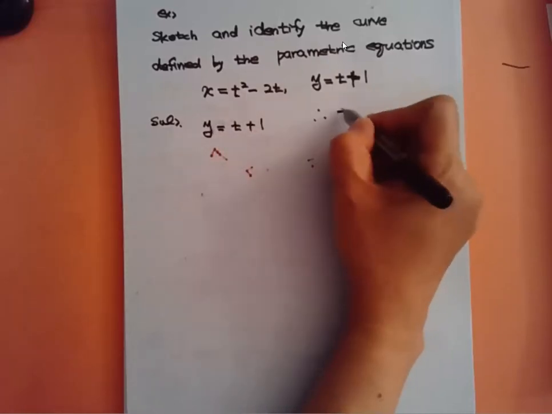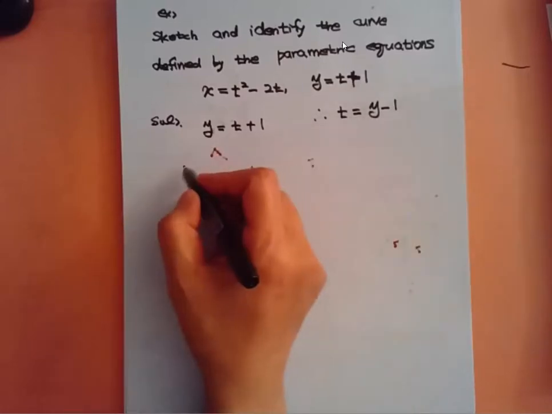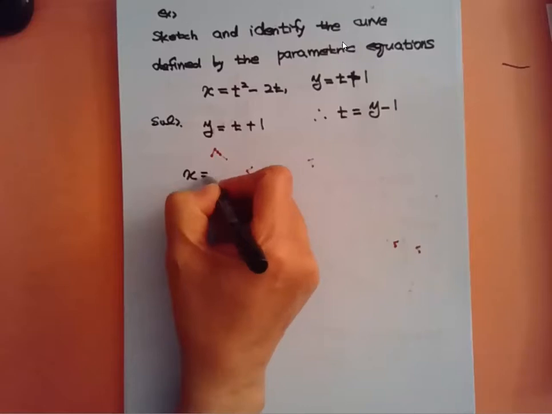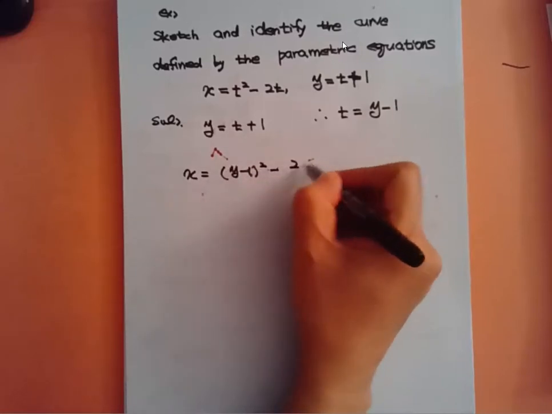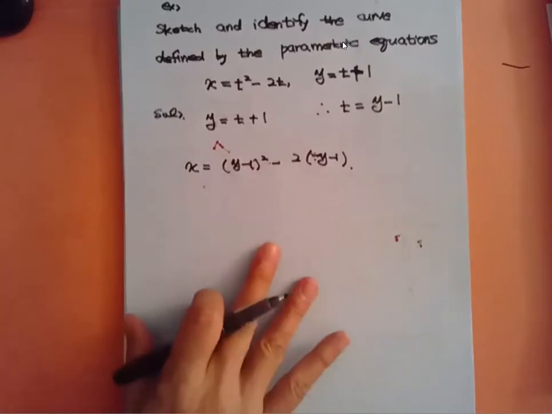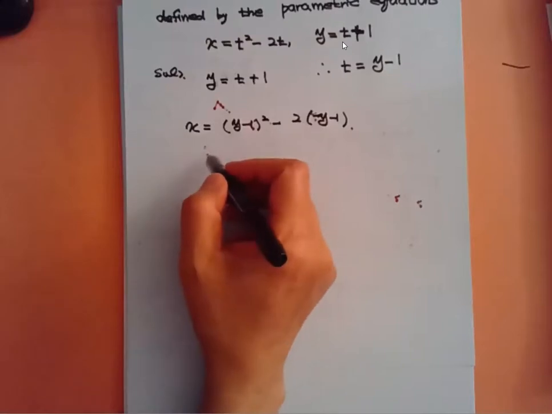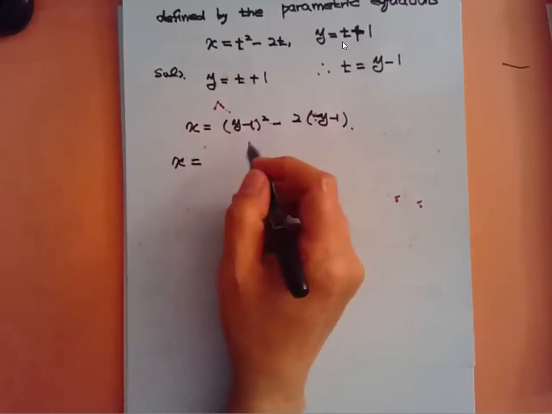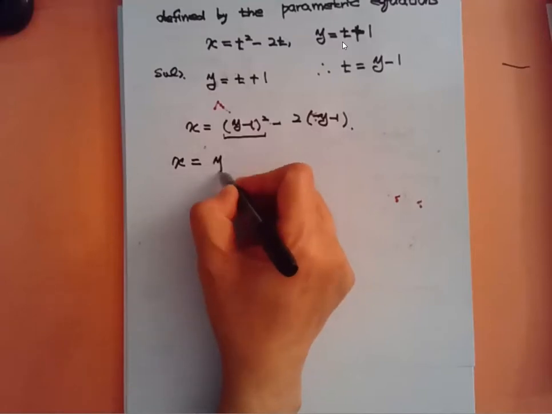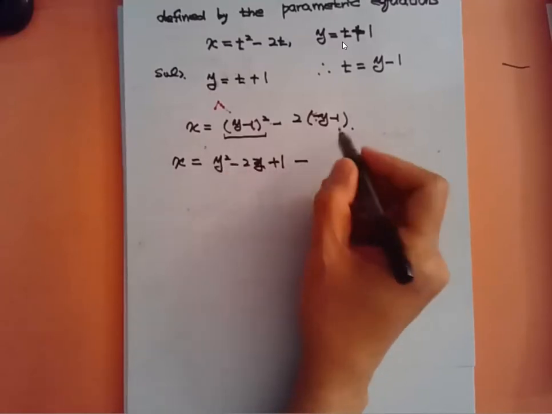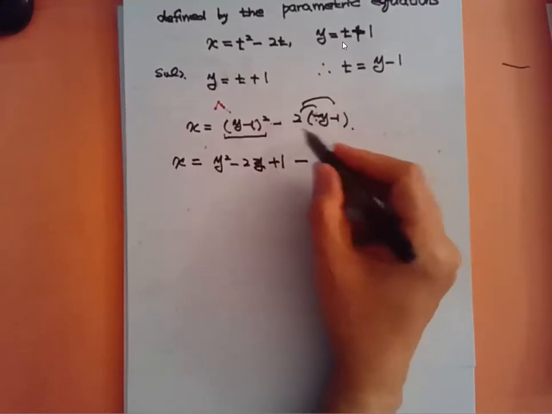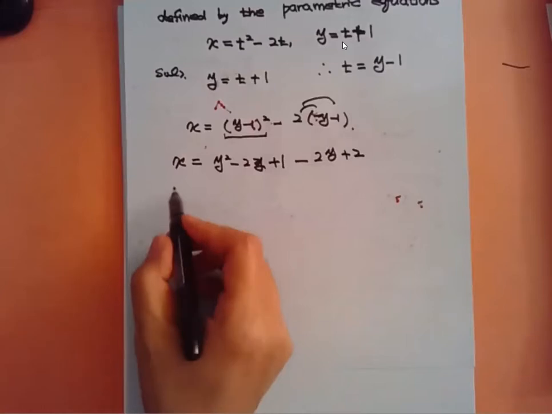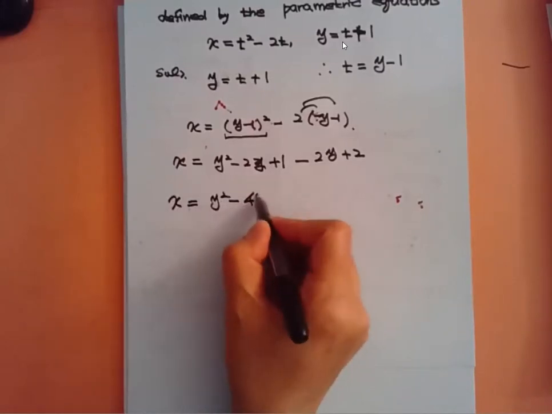Then when we solve for t, we have t equals y minus 1. And then we will plug this into the first equation. So x equals (y minus 1) squared minus 2 times (y minus 1). Then we want to think about expansion and simplifying. This is y squared minus 2y plus 1, minus, we do distribution. Minus 2 is multiplied to y, so minus 2y. And minus times minus makes plus, so it becomes 2. So x equals y squared minus 4y plus 3.